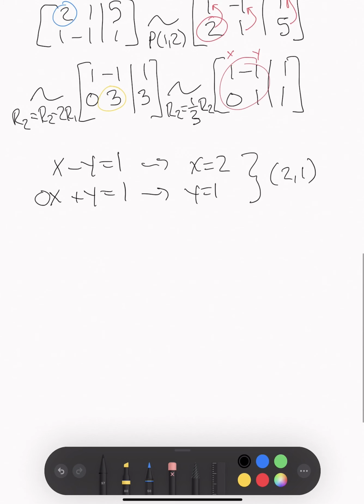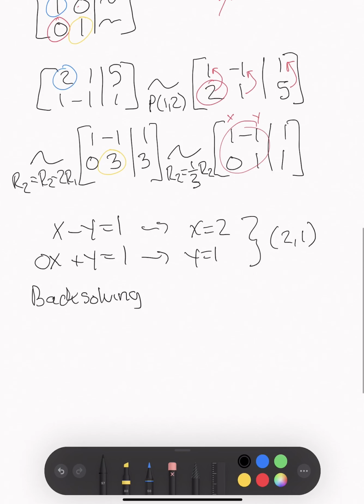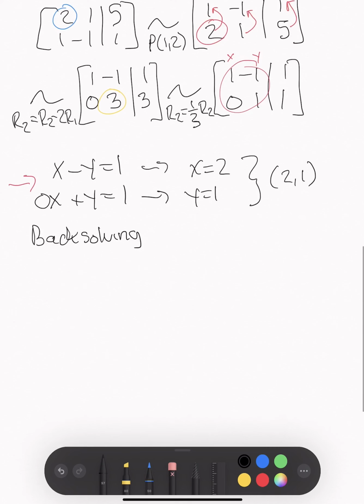So what we did here is what's called back solving. I said, okay, I have zeros below the diagonal, and I have ones along the diagonal. That's good enough for me. I don't really need to do any more steps because I know I can go back and write out my equations here, and I'll be able to find my solution that way. So that's what we just did here.